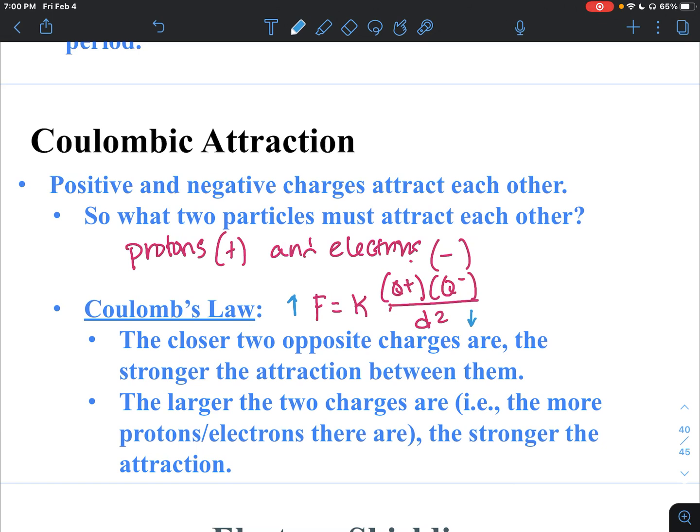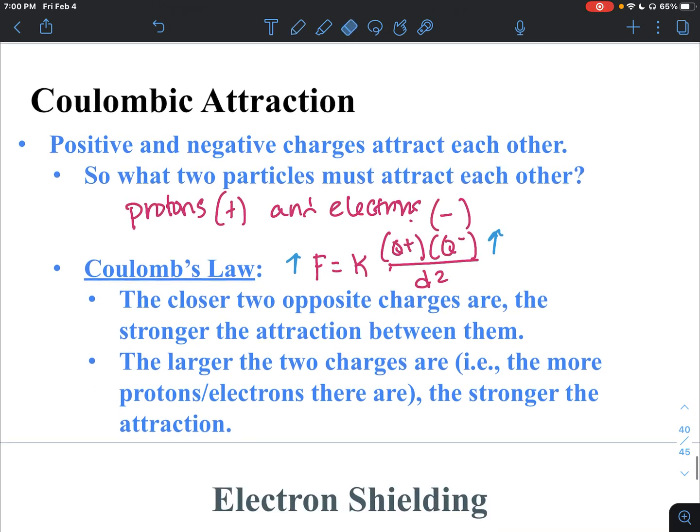The opposite is true when it comes to the charges. The higher the charges are, the more the attraction is, okay? So the closer they are, the more the attraction is, and the bigger they are, the more the attraction is. So the smaller the distance between them, and the bigger the amount. You don't need to really worry about this formula. I just wanted to throw it in there to show you what we're actually talking about when we talk about Coulomb's law.